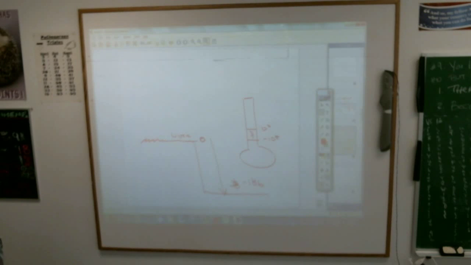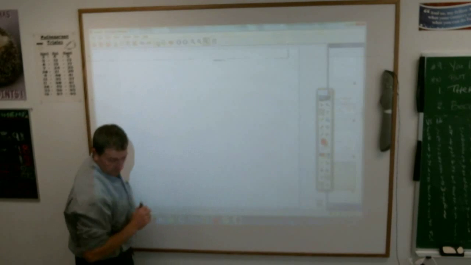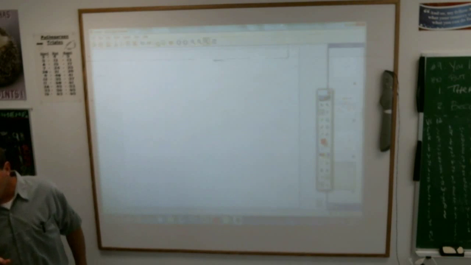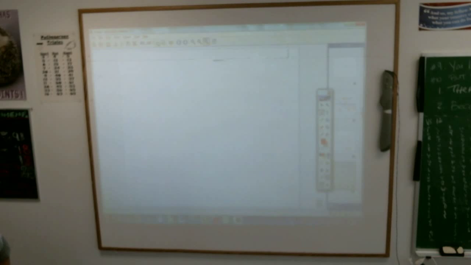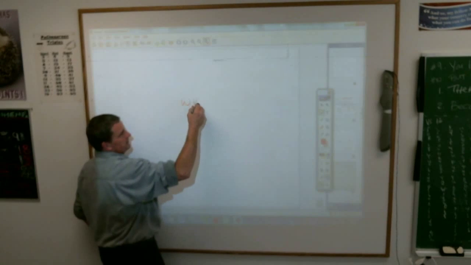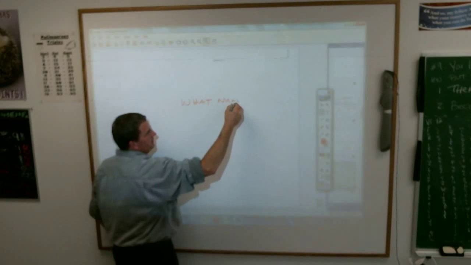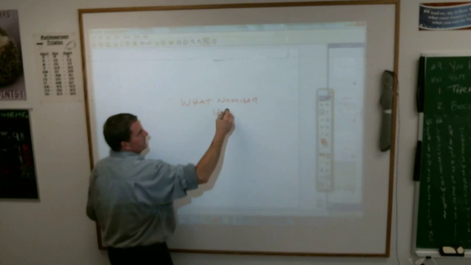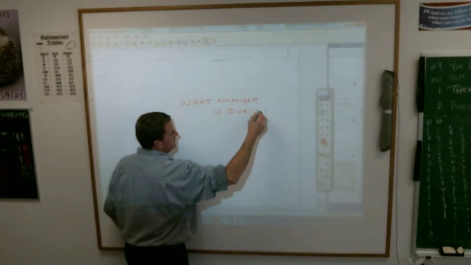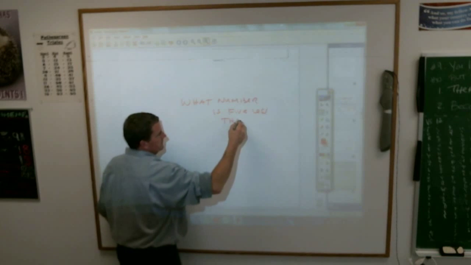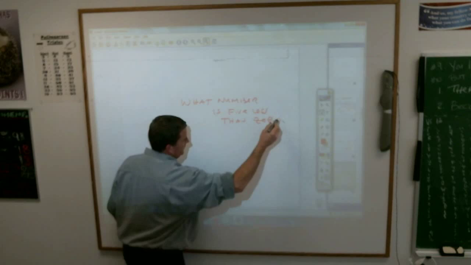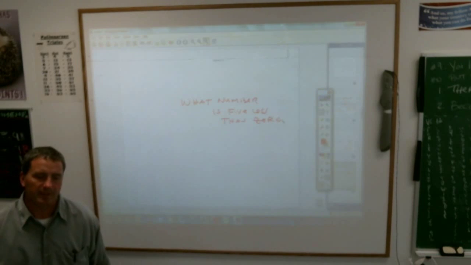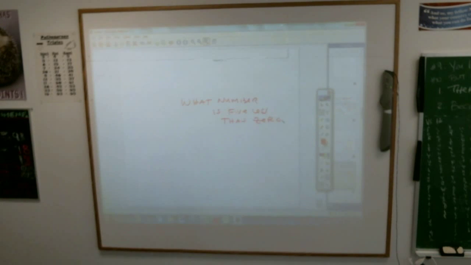Oh, here's a good one. Question letter E. What number is 5 less than 0? And you have to be careful with this, because right away when people read that problem, they just say 5, because they're thinking it said, what is 5 minus 0?